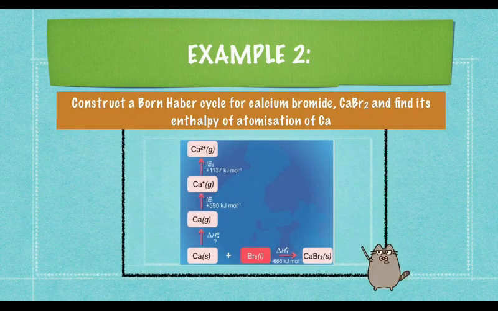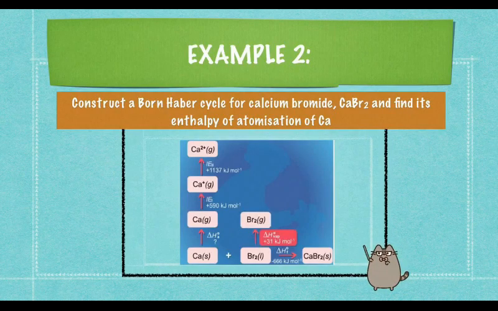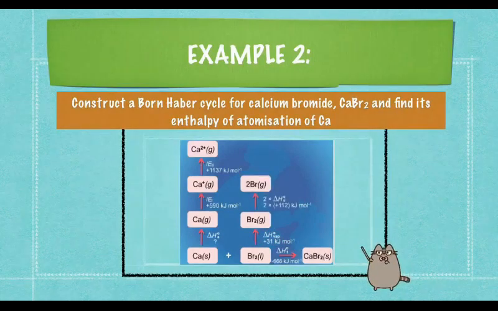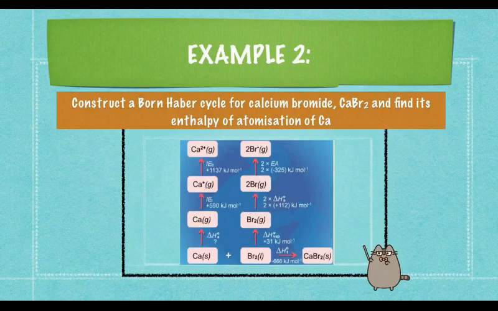Bromine is liquid under standard conditions and requires 31 kilojoules per mole of energy to vaporize. Bromine is composed of diatomic molecules in the vapor phase. Therefore, the formation of bromine atoms requires twice the standard enthalpy of atomization. When two bromide anions are formed, energy equivalent to twice the value of the electron affinity is released. Finally, the gaseous ions combine to form solid calcium bromide.